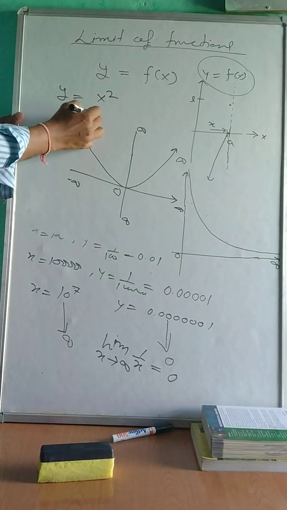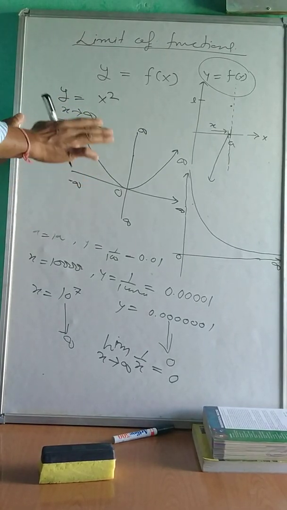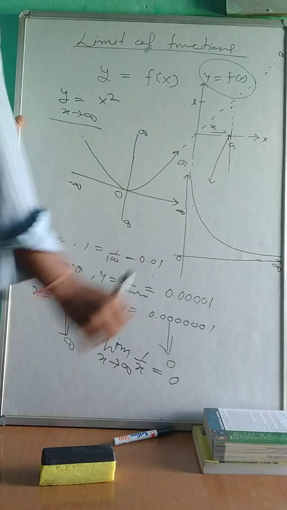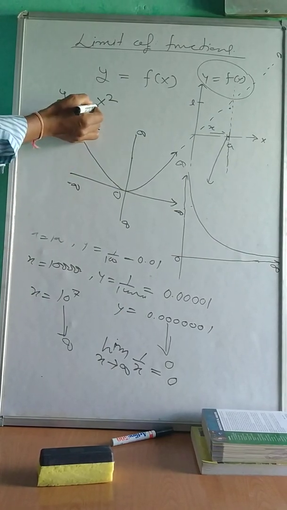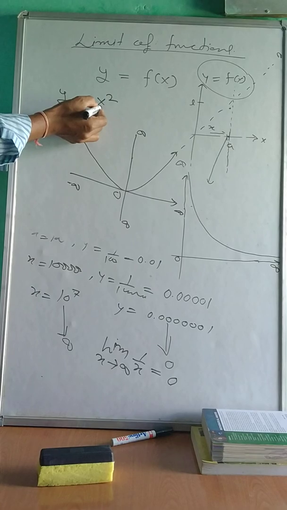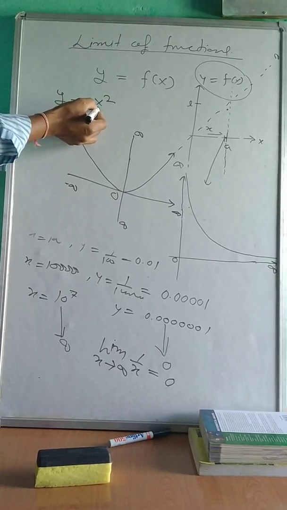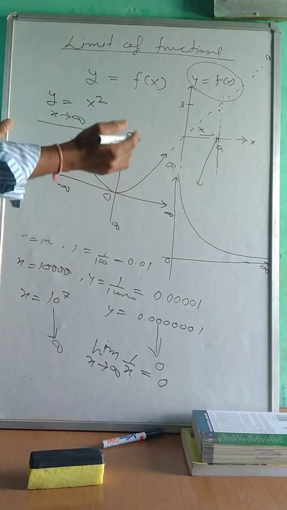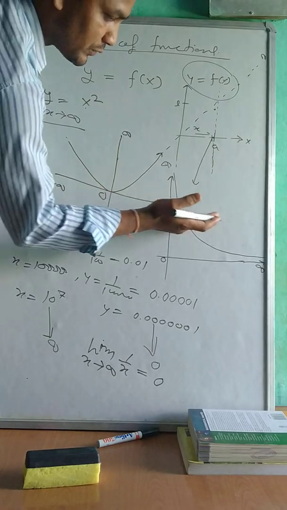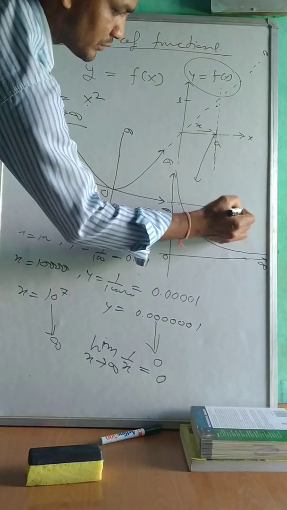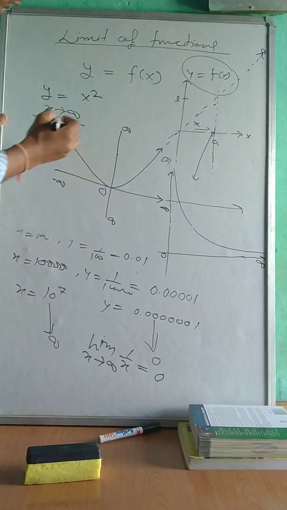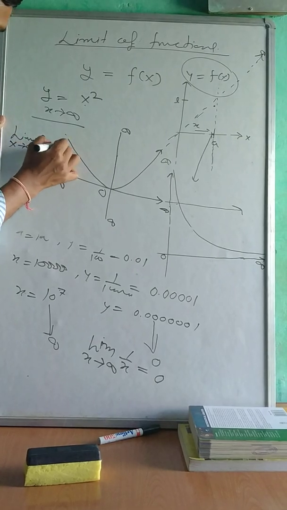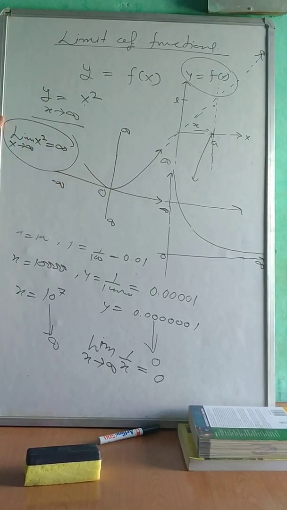When x tends to infinity, the graph tends to infinity. When we put x equal to 2, we have 4. x equal to 10, we have 100. x equal to 100, we have 10,000. So when x, the independent variable, tends to infinity, the graph tends to infinity. So the limit of this function, as x tends to infinity, of x square equals infinity. This is the second example.